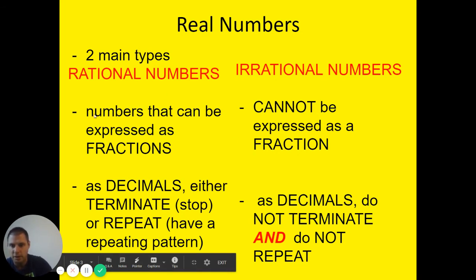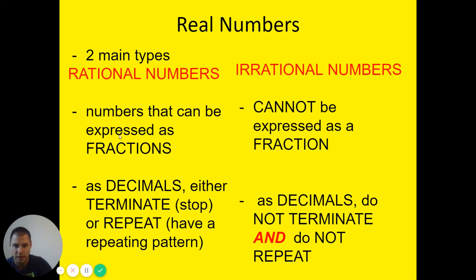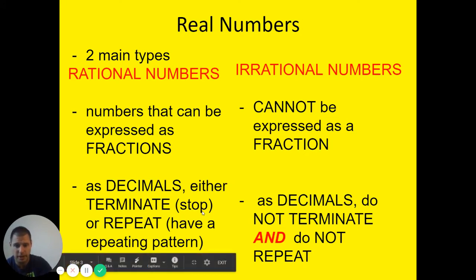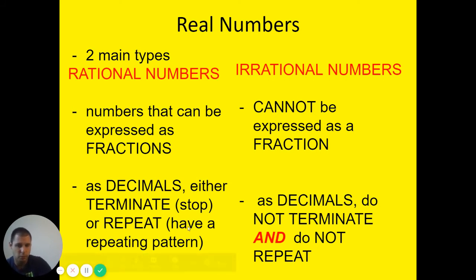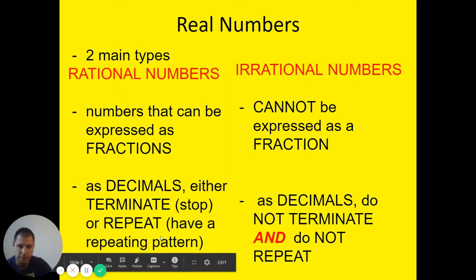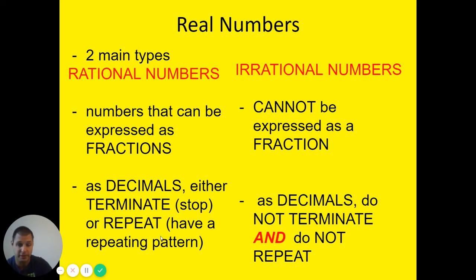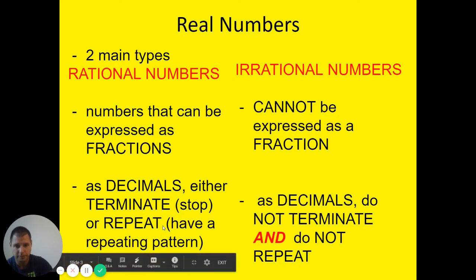Rational numbers are numbers that can be expressed or written as fractions. So any number that can be written as a fraction is a rational number. Now, as decimals, rational numbers either terminate, meaning they stop or come to an end, or they have a repeating pattern in them. For example, 1.333 repeating. In math, you put a bar over top of the place value or place values that repeat. That would be a rational number.